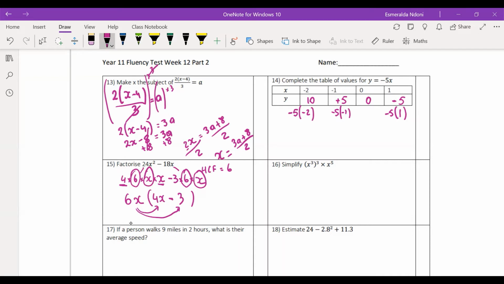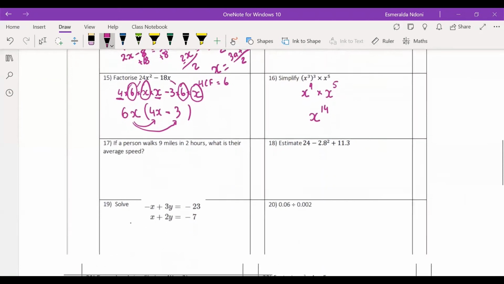Question 16. Simplify. We need to use the laws of indices. So when we have the brackets, we know that we multiply the powers. 3 times 3 is 9, times x to the power of 5. Now, we have the same base. These are being multiplied, and the bases are the same, so we put the base down, in our case x, and we add the powers. And that will be your finished answer.